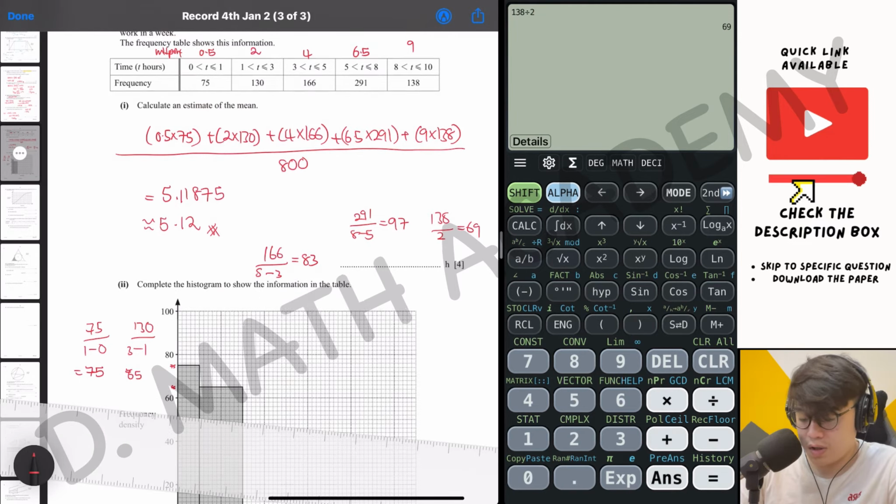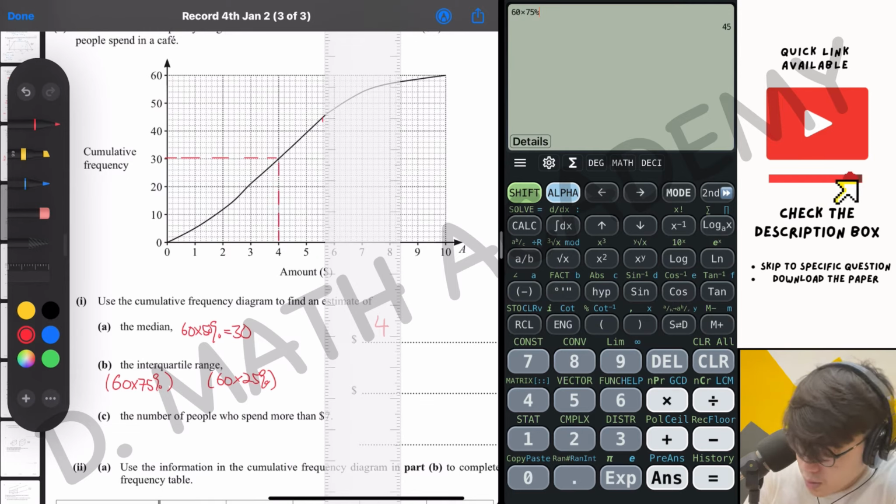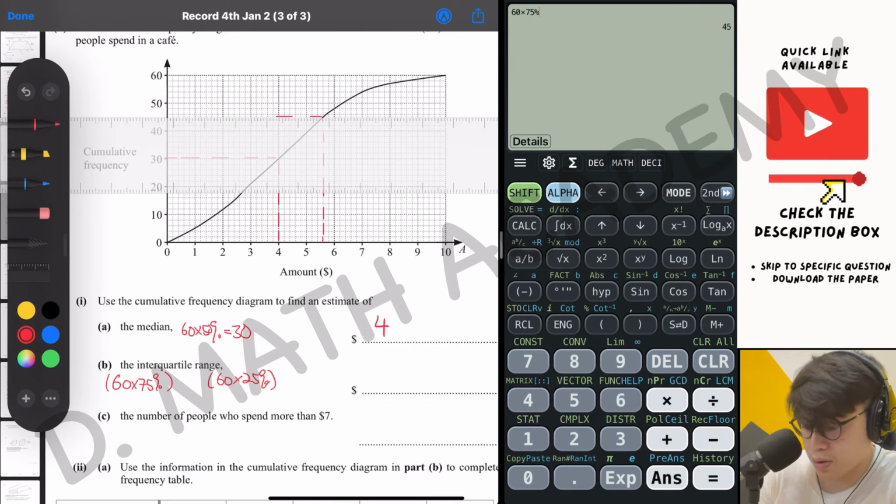As for interquartile range, you have to take 60 times 75%. The value of it minuses off 60 times 25%. So you will get 60 times 75%. That will be 45. Somewhere around here. And for 25%, that will be 15. So when I take 5.6 minus 2.2, 2.4, sorry. So we should be taking 5.6 minus 2.4. So answer should be 3.2.